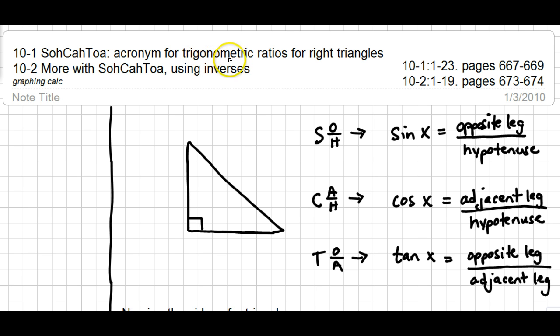Those are called trig functions or trig ratios. And we use those ratios for right triangles only. Then when we get into lesson 10.2, we're going to just do a little bit more with SohCahToa using inverses. So let's start out by just looking at a right triangle.